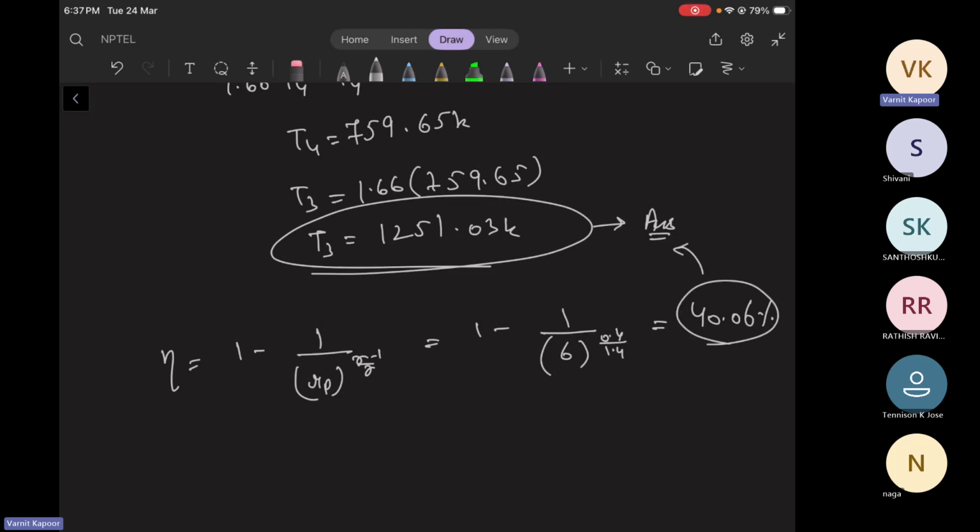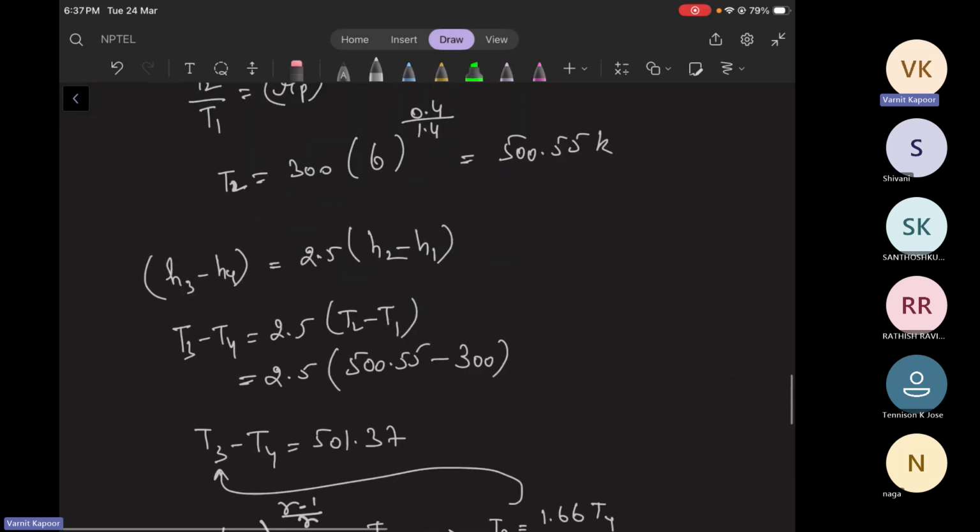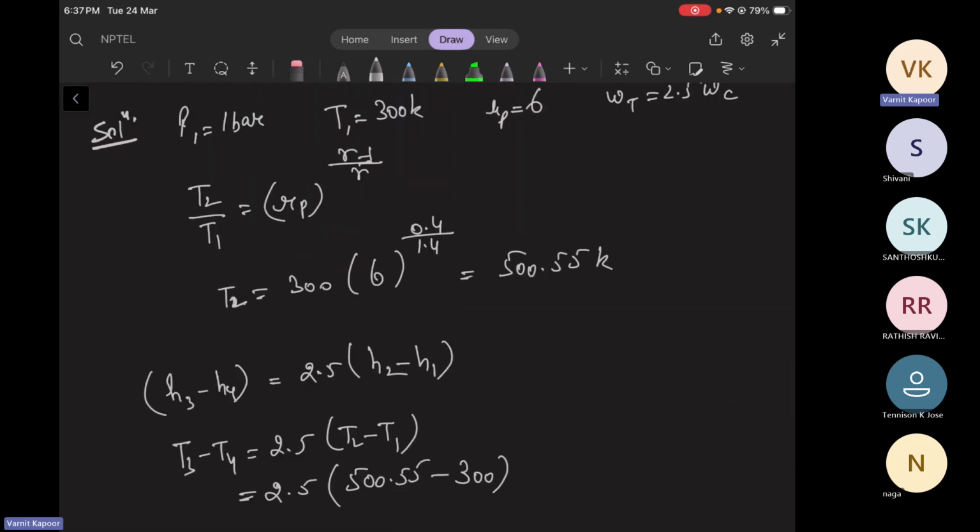All right. Clear? Any doubts? Does anyone have a doubt at any step? The trick was in getting T3, not the efficiency. Okay, if there is no doubt, we can proceed further then.